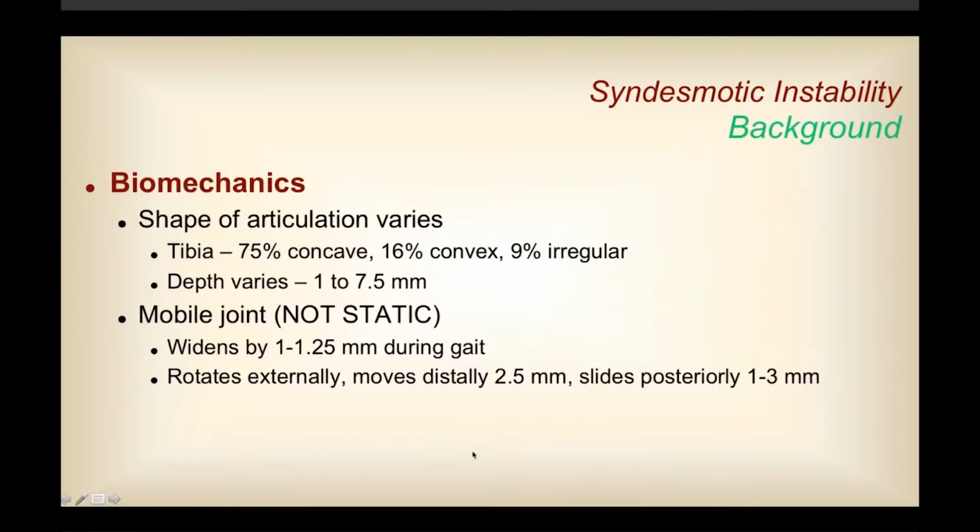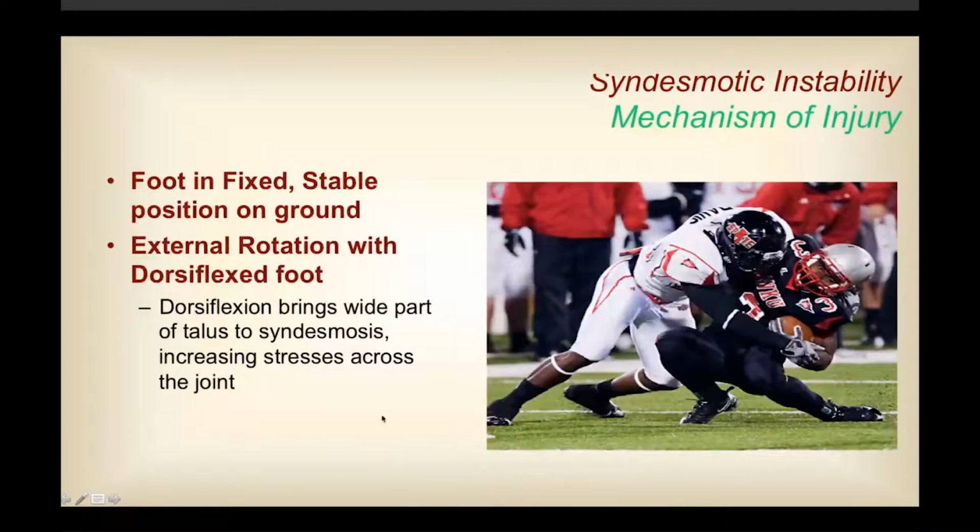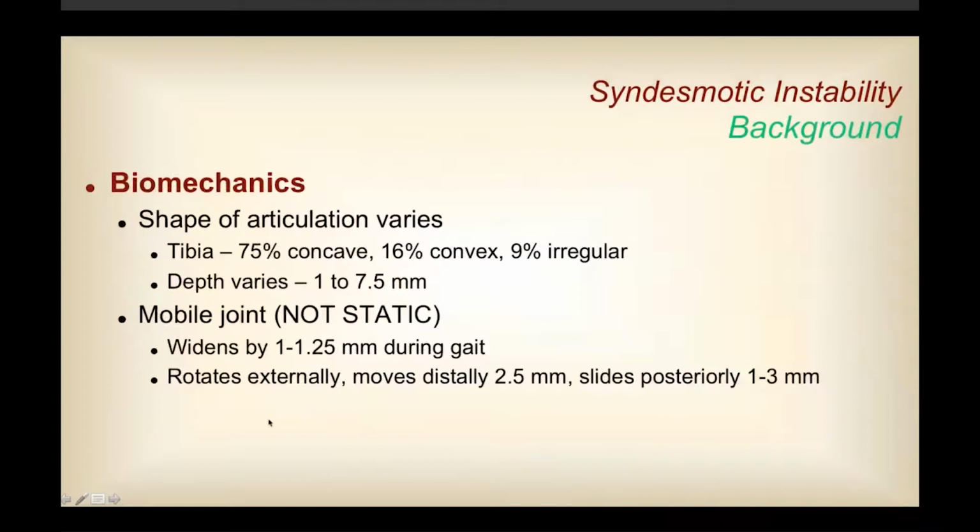As far as the biomechanics, the shape of this varies, but typically it's concave, but not always. And that certainly matters as far as how we try to fix it, particularly as we're trying to reduce it and clamp it. And then also, in considering this, we have to realize that it's a mobile and not static joint, and it widens during gait and rotates, moves and slides posteriorly.